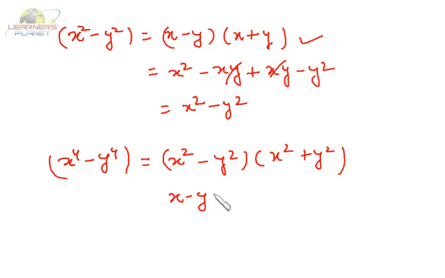So just write it over here. It's x minus y, x plus y, and x square plus y square cannot be further broken, so leave it as it is. So these three are the factors of x raised to 4 minus y raised to 4. And at any stage if you are confused, then I'll tell you one more method.